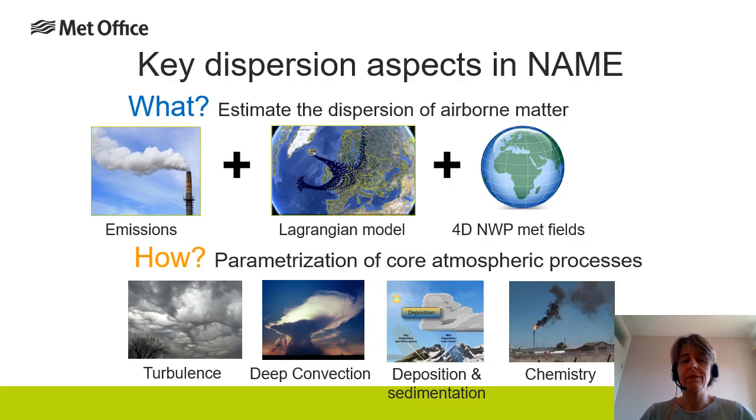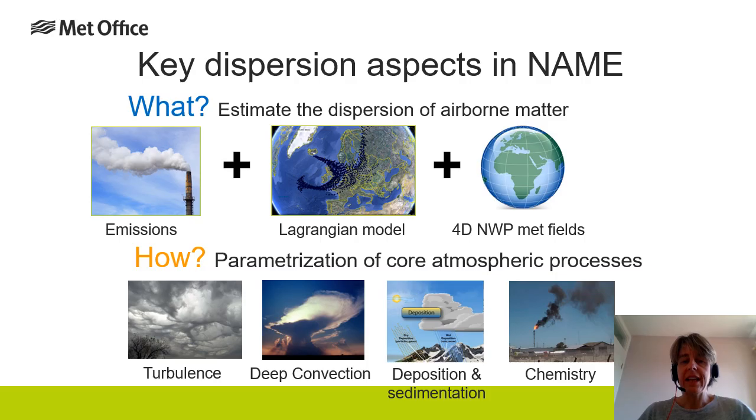We then need a model to represent the dispersion of the substance, and here we're going to talk about NAME, which is the Met Office's Lagrangian atmospheric dispersion model. And then we need to drive our model with a description of the meteorological situation. And generally we use 4D NWP Met fields for this. These generally we take from the Met Office's own unified model, but we can also use other meteorological data sources. And for short ranges, we can actually use observations from a single site.